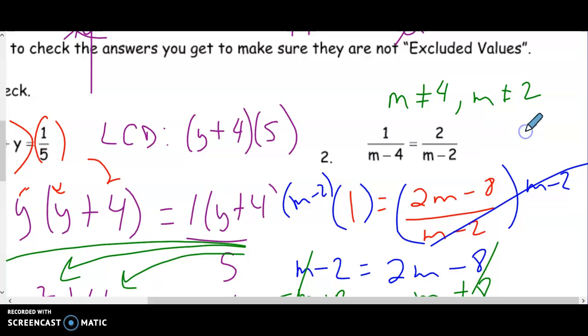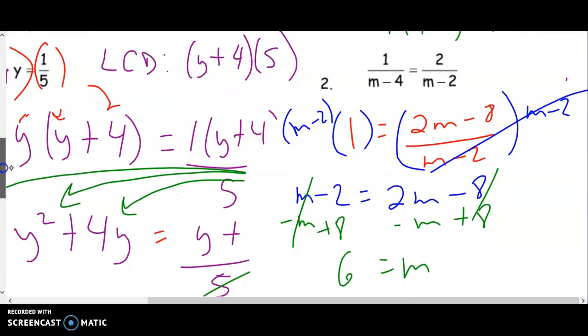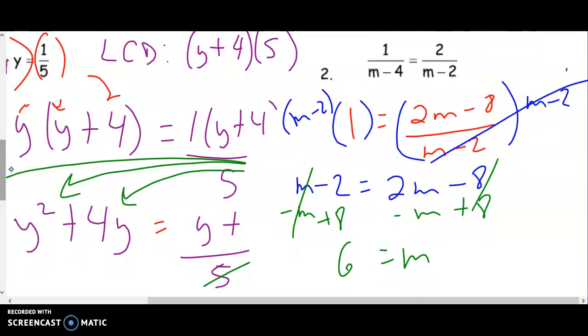I'm going to plug it in, though. Let's just double check and make sure this works out. Let's plug in 6 and 6, which would result in 1/2 equals 2/4, which checks out. So that works right there. So the answer is 6. Cross multiplying works, so that's what we did. Cross multiplying just shortens it out.